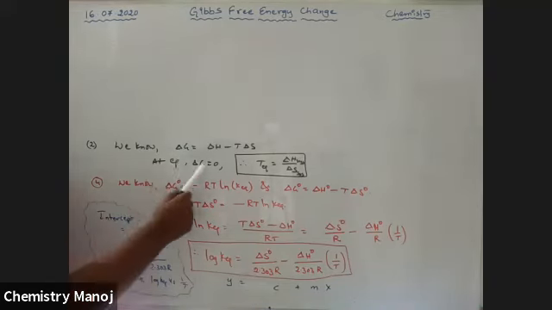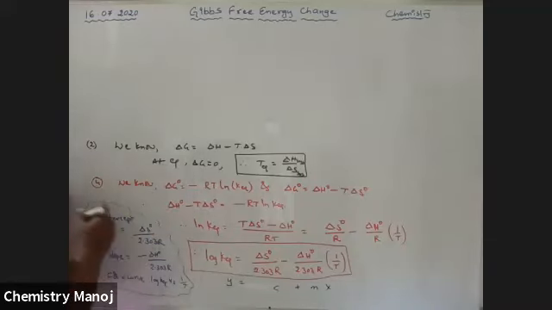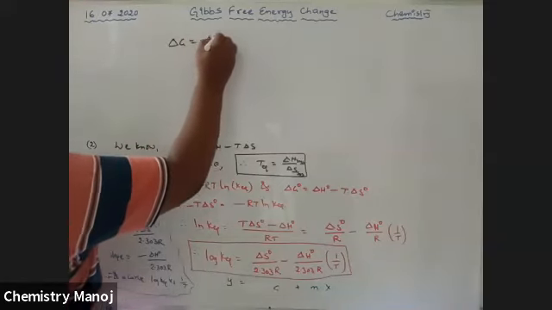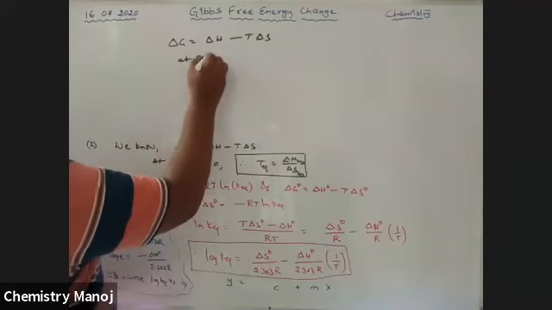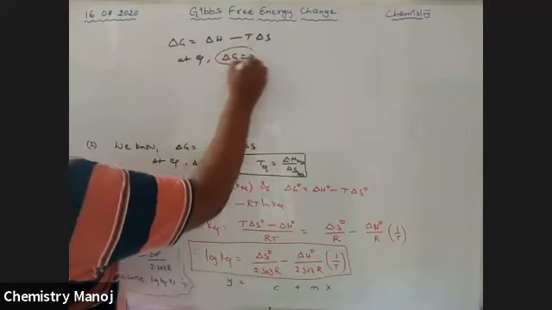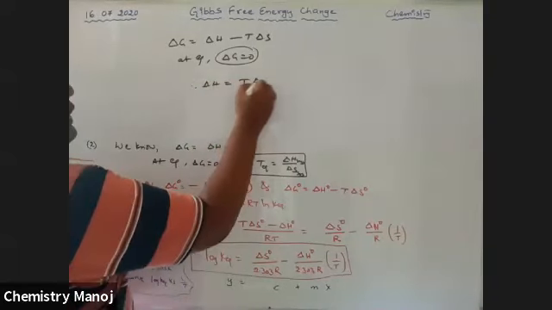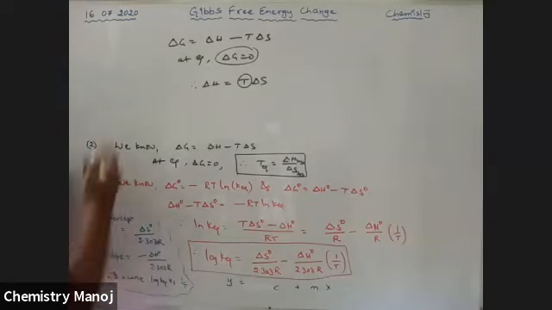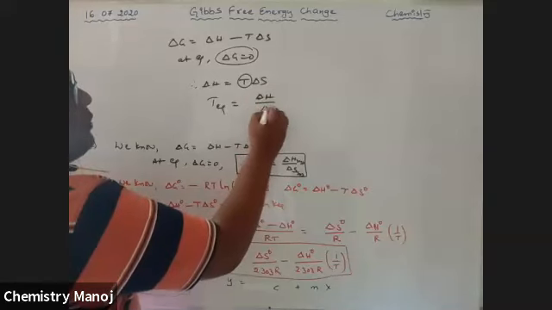At equilibrium, delta G is equal to 0. This is the condition for equilibrium. Therefore, delta H is equal to T delta S. I want to calculate the equilibrium temperature at which the condition is applicable. Therefore, T at equilibrium is equal to delta H by delta S.